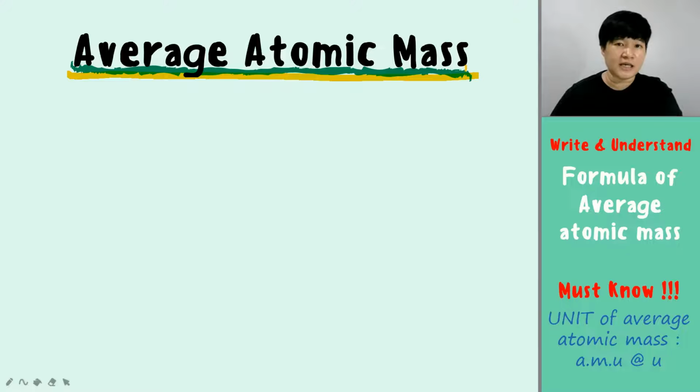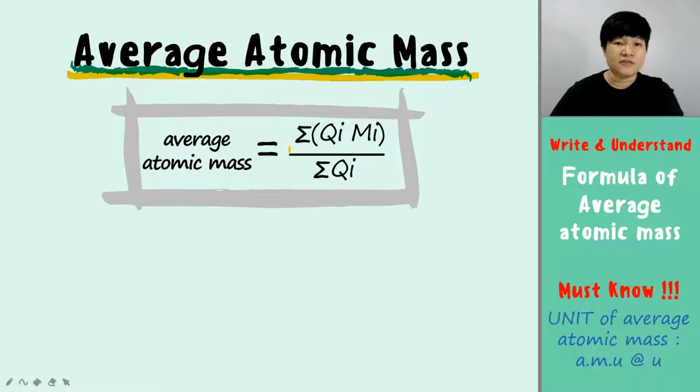What is actually average atomic mass? The formula of average atomic mass is this, where the average atomic mass equals the summation of Qi times Mi over the summation of Qi. What are Qi and Mi?